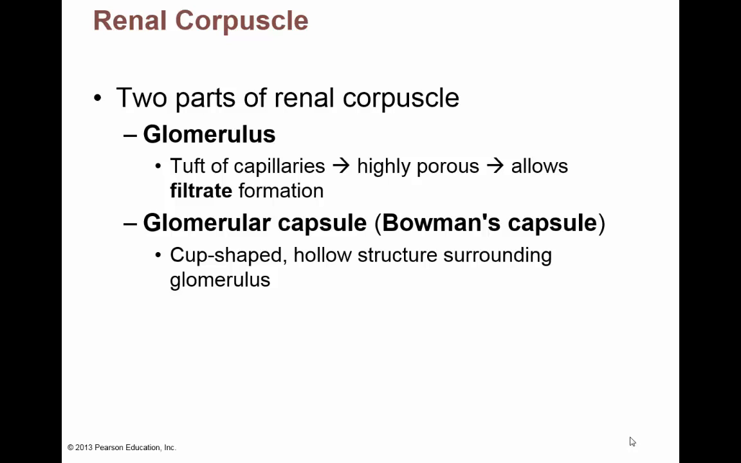This is the part. We're filtering blood. We're going to make urine. So it allows for filtrate formation. So when we start, I'm like, filtrate is not urine yet. We go from blood to filtrate to eventually urine. Filtrate is just the stuff that was filtered. But it's not urine yet. Also, outside of the glomerulus, you have the Bowman's capsule, also known as the glomerular capsule, just a hollow structure that contains that glomerulus.